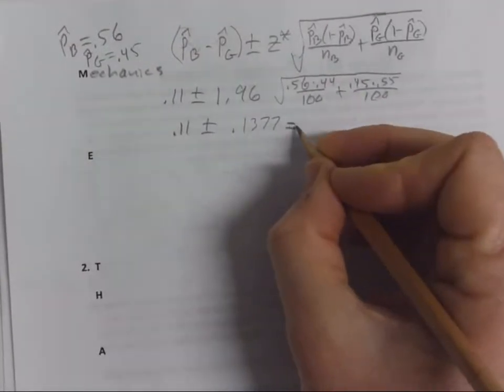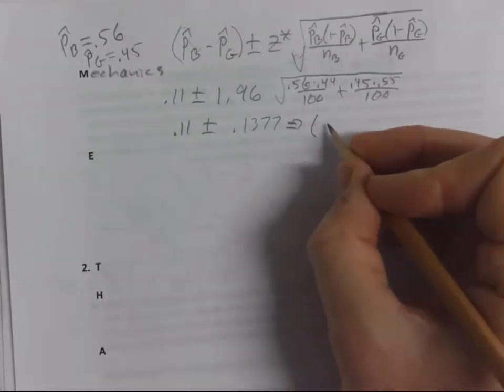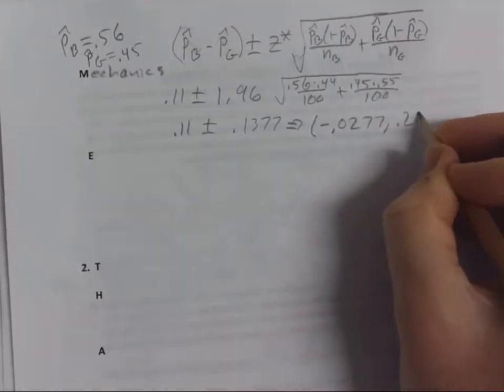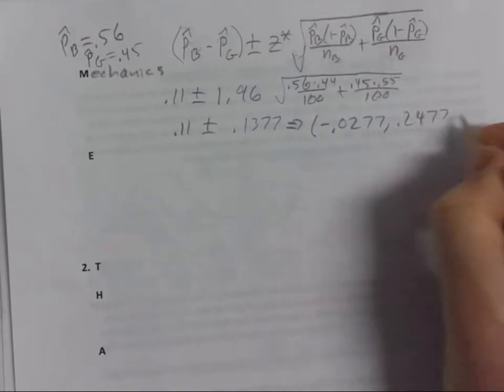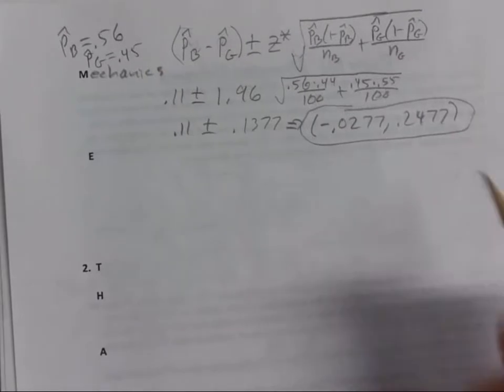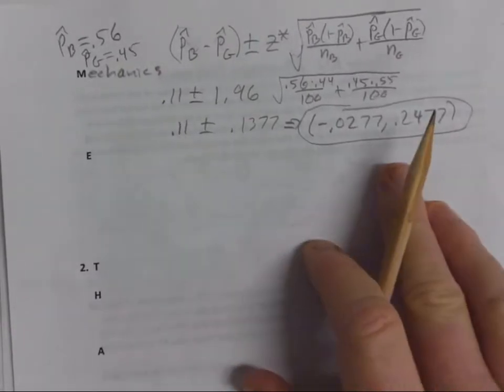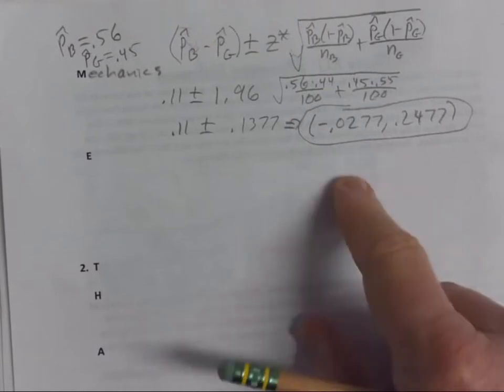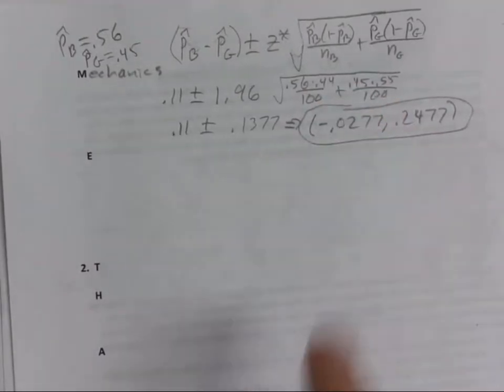And so thus our interval is going to be negative 0.0277 to 0.2477. Now I found this interval using my calculator, which is a more exact value, by the way. So sometimes because of rounding, errors can occur, and you've got to be careful when you're entering in your calculator.